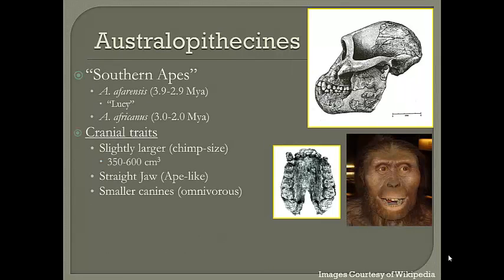The Australopithecines, these are the southern apes. This is the famous Lucy who came about 400,000 years after Artie. We often lack complete specimens of these skulls, as seen up in here, but scientists take what we do have and they infer what we don't have.